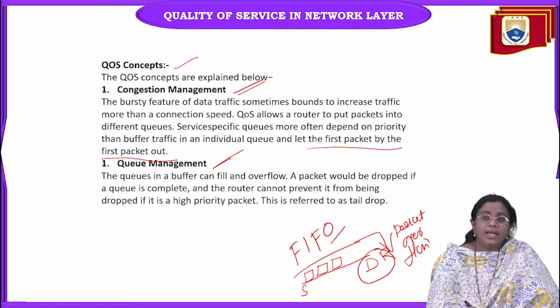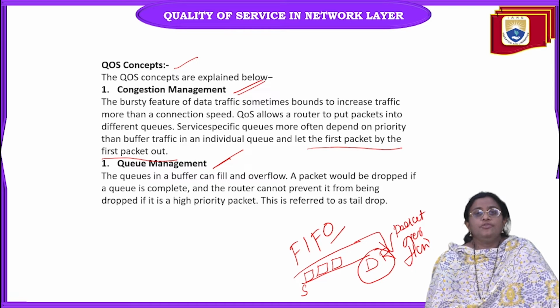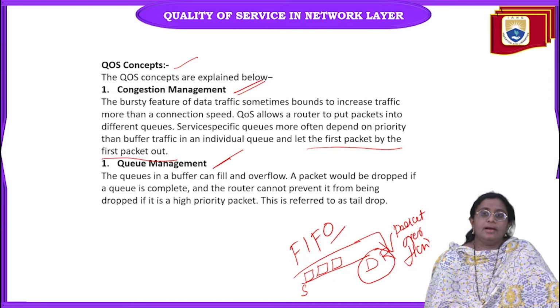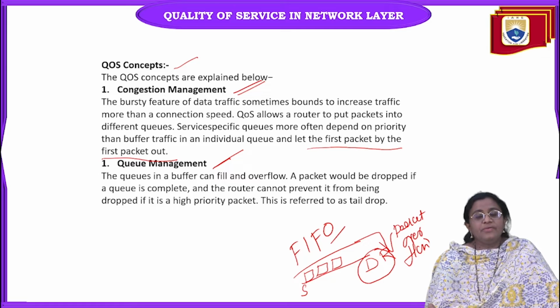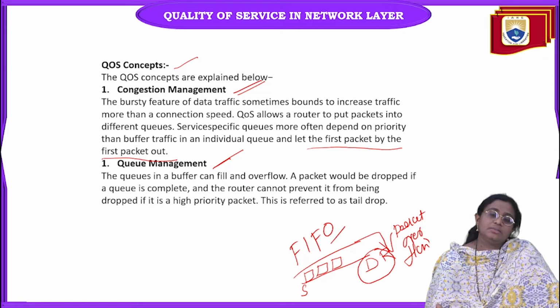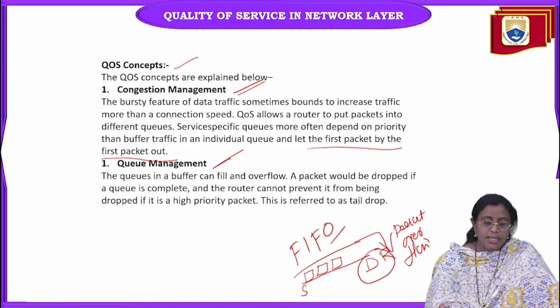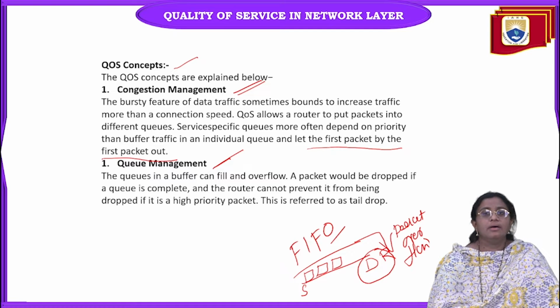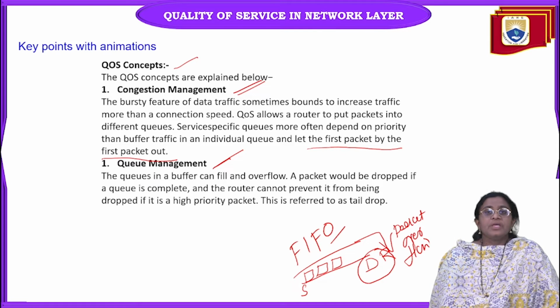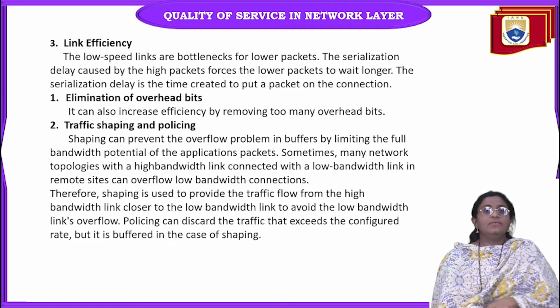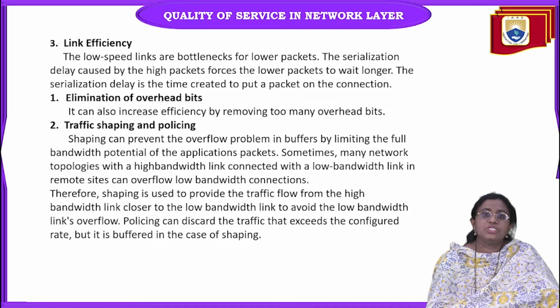So a packet would be dropped if a queue is complete, and the router cannot prevent it from being dropped if it is a higher priority packet. This is nothing but queue management. And coming to the third one, the link efficiency.